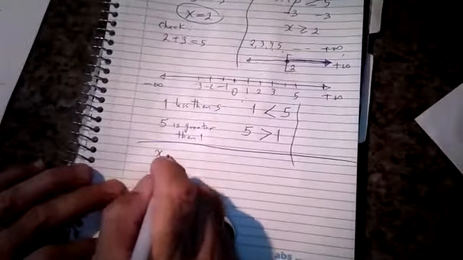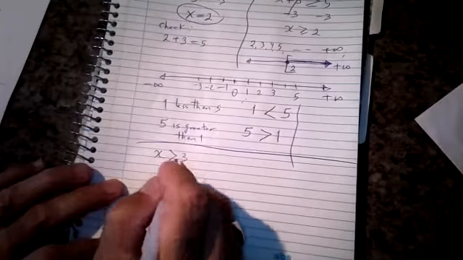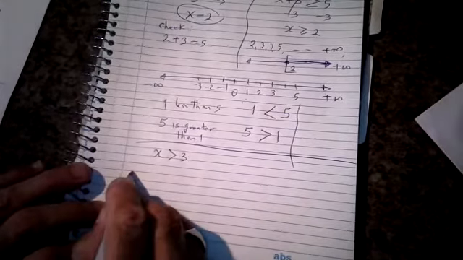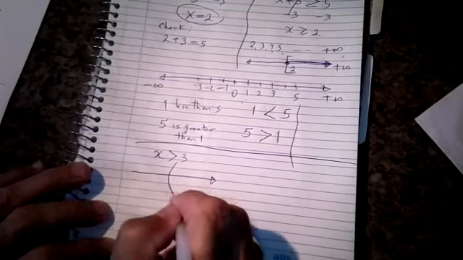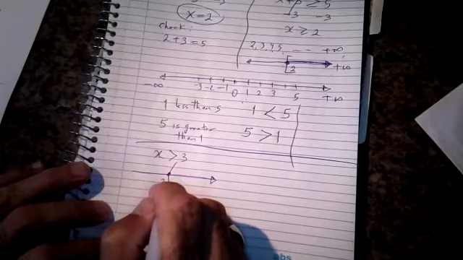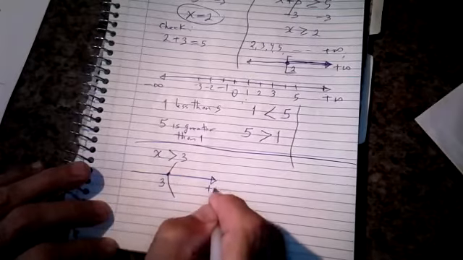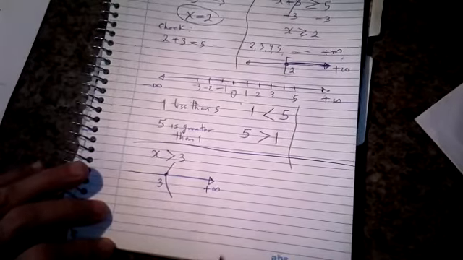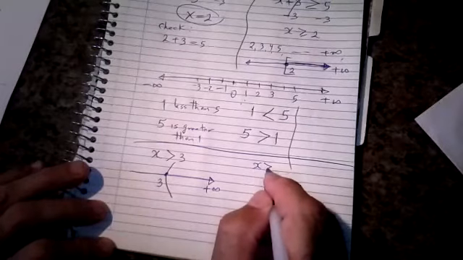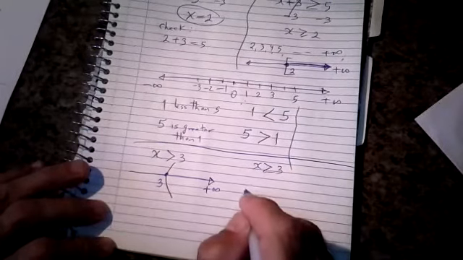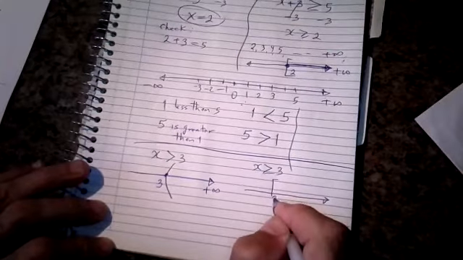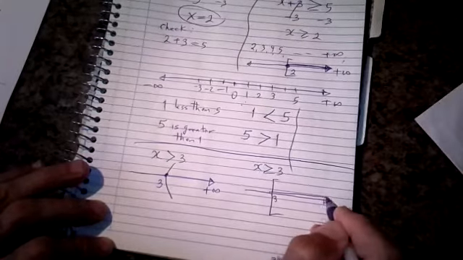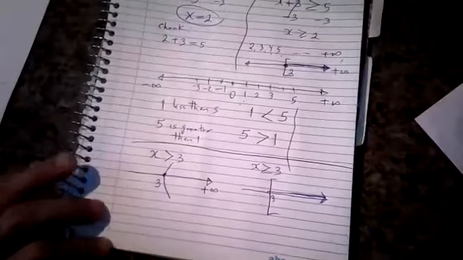x greater than 3. I want to graph that. It doesn't have equality sign, so you just use the parentheses. If it does have equality sign, then we use the bracket. It means 3 also is one of the numbers. See the difference?